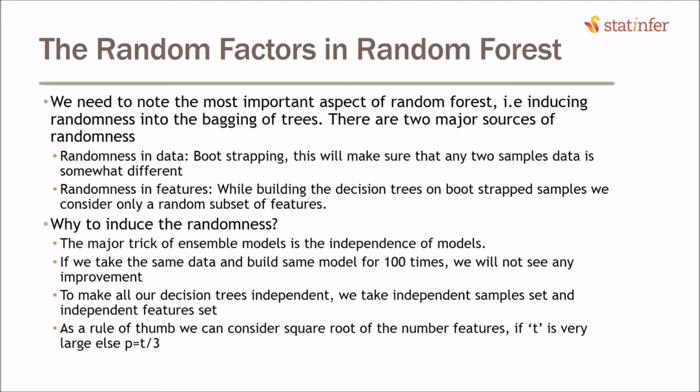Why include randomness? We always knew that the major trick of ensemble models is independence. If we take the same data and build the model 100 times, it is not going to give us an improved model. To make our decision trees independent, we take an independent sample set and an independent feature set. As a rule of thumb, we can consider the square root of the number of features, or if T is not very large, then we can use T by 3, that is 1/3 of the features.